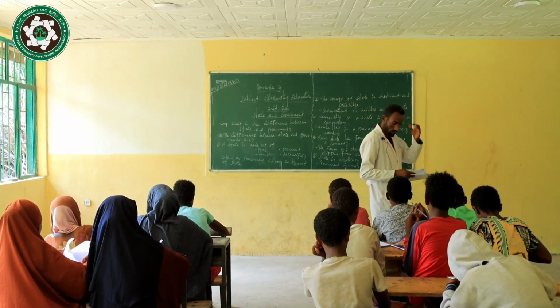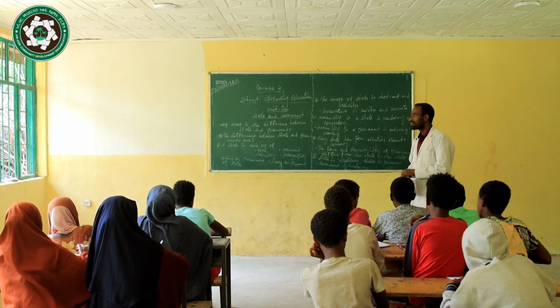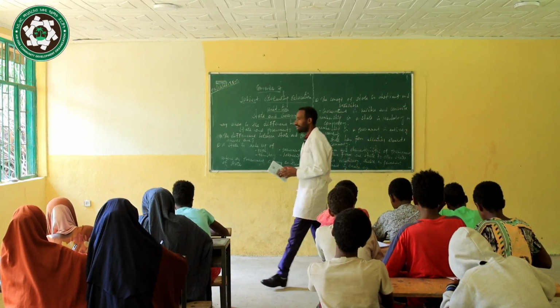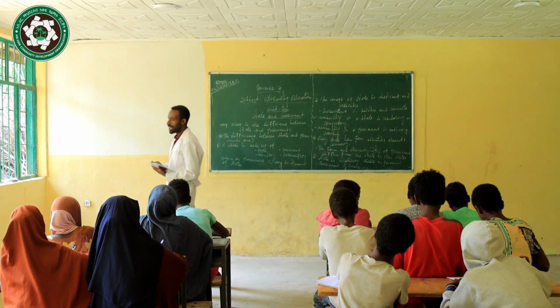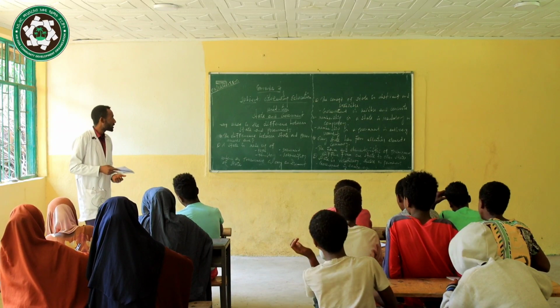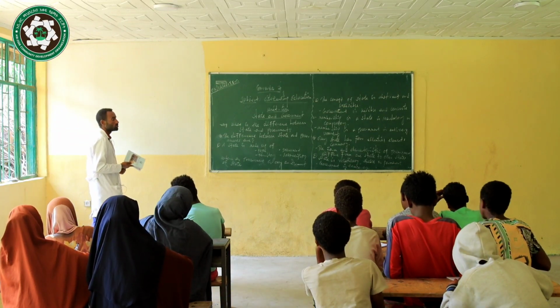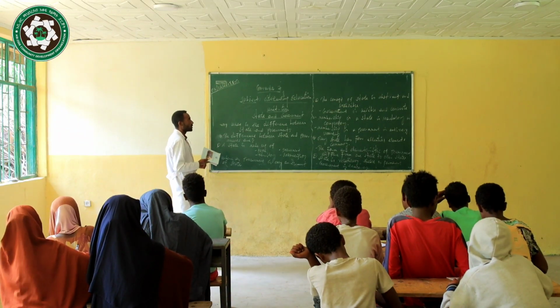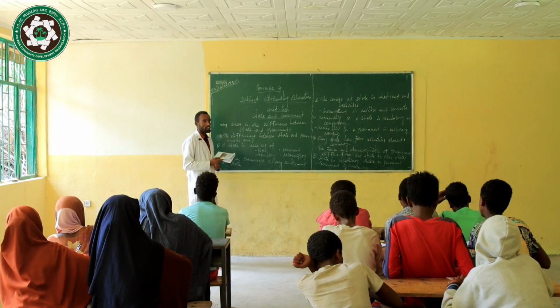Let's start today's lesson. This is grade 7 citizenship education. We will continue chapter 2, or in short, unit 2, state and government.